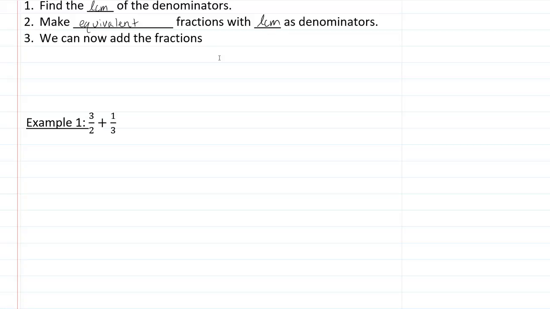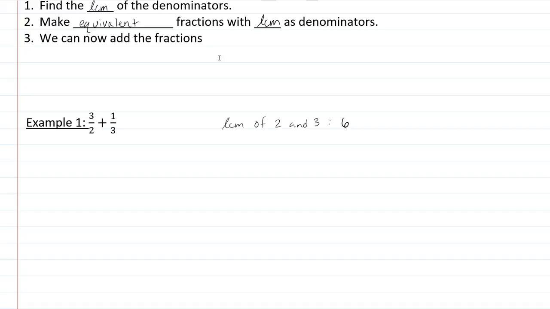So we have 3 over 2 plus 1 over 3. So we first find the LCM of the denominators. So the LCM of 2 and 3. Well, we can just do mental math and see that the least common multiple of these two numbers is going to be 6, right? Because if we listed out the multiples, we would circle the smallest one. The LCM of 2 and 3 is just 6.